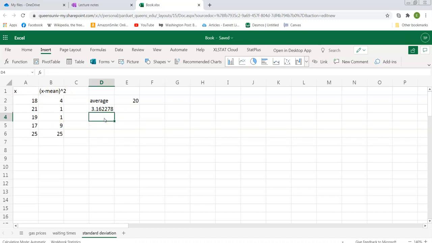This was just our square root of 10 there, so I'm not going to keep that. Then we want the sum of those squared error terms. And to get that, I can just use the auto sum.